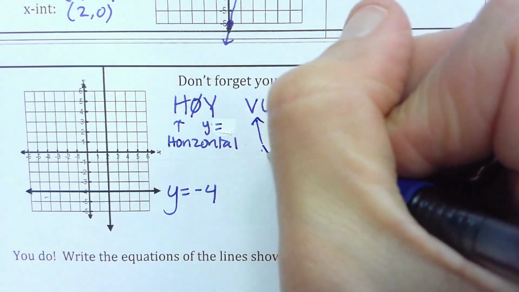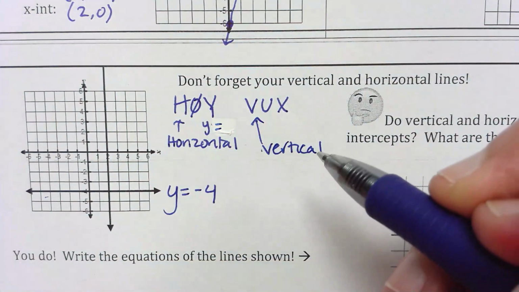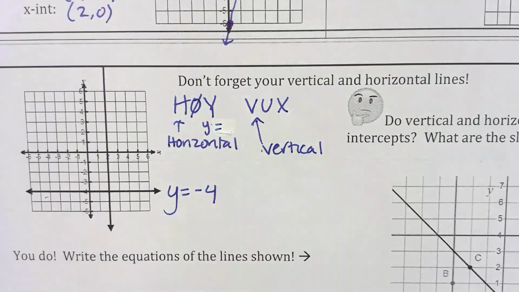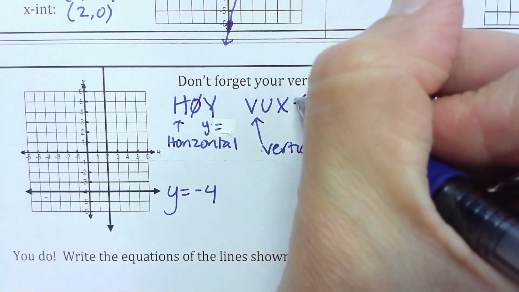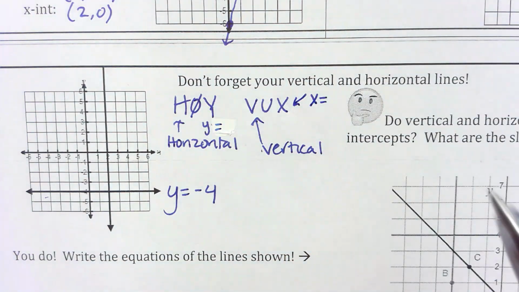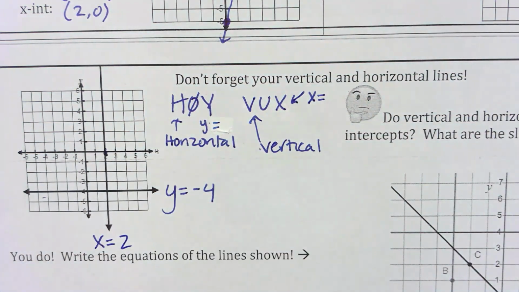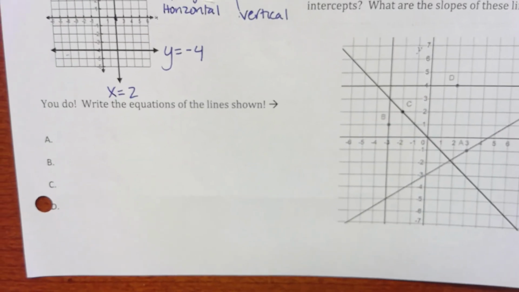VUX, the V is for vertical. The U is for undefined slope, so a vertical line has an undefined slope. And X is for x equals, so it's an x equals line. Here's my vertical line. It goes through x equals 2, so that's the equation of the line, x equals 2. All right, let's look at these lines, and we're going to write the equations.